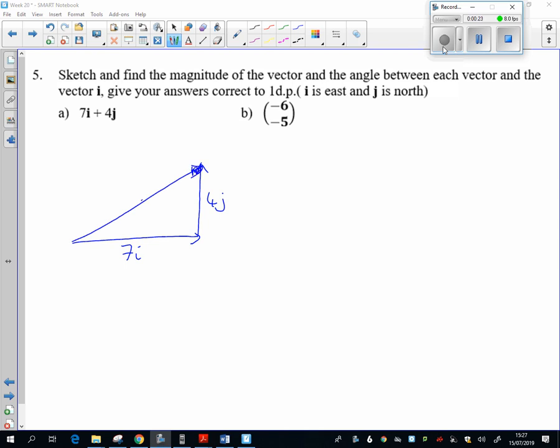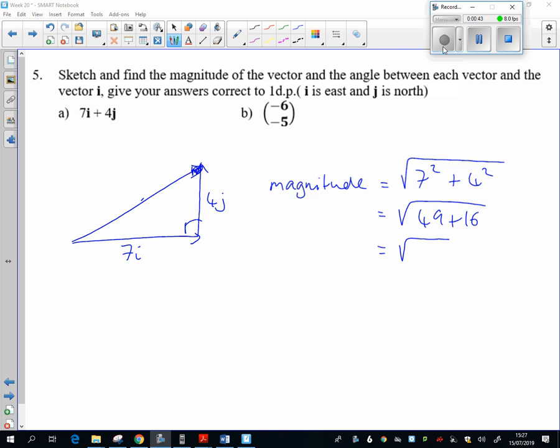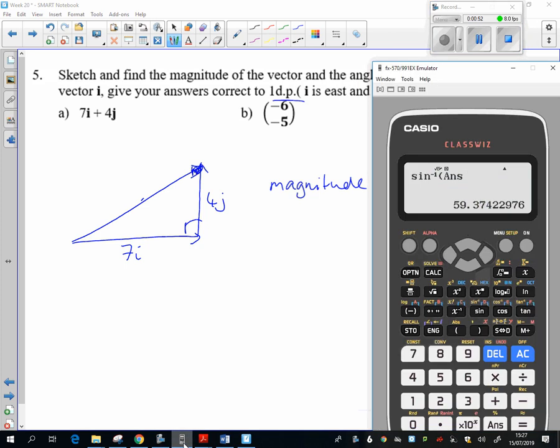It wants the magnitude, so i and j are perpendicular to each other, so that's a right angle triangle. So I can just use Pythagoras for the magnitude, so that's going to be the square root of 7 squared plus 4 squared, so root 49 plus 16, so root 65. And always check what the question says: give your answers correct to 1 decimal place. So I do just need to grab the calculator and check what that is. So 8.1.